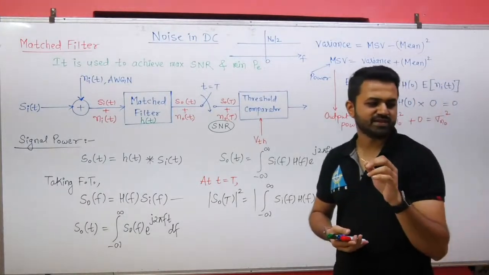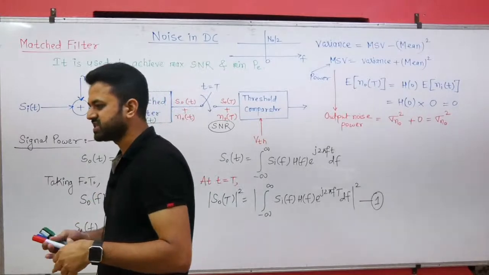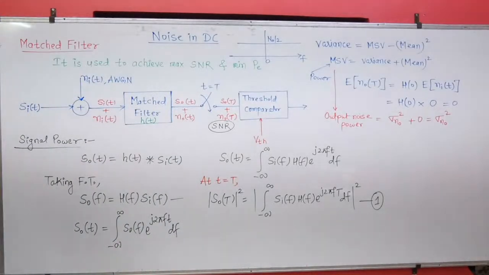So sometimes you will see in the notation also the noise power is represented by sigma. So that means that type of question will be having the mean value of the noise is 0. So if the mean value is 0, then the mean square value is equal to variance. So the variance is denoted by sigma n. So mean square value or the noise power will be sigma n square.